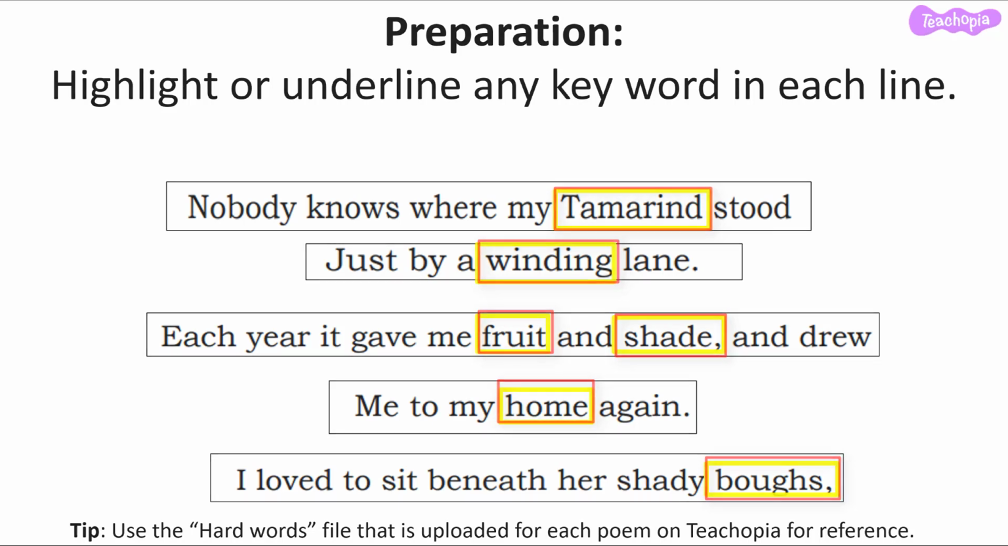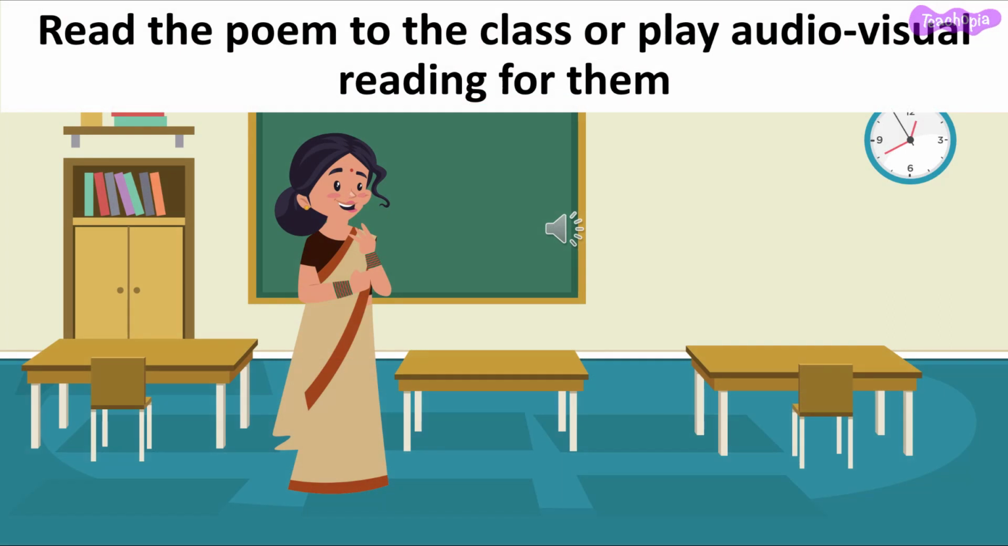Help learners get a good exposure to the poem by reading the poem with correct intonation. To help with intonation, you can play the audiovisual reading of the poem found on Teachopia in your classroom, or use it as a reference to learn the right intonation before you read it in your class. Here is a sample of the audiovisual reading of the poem Tamarind for your reference.